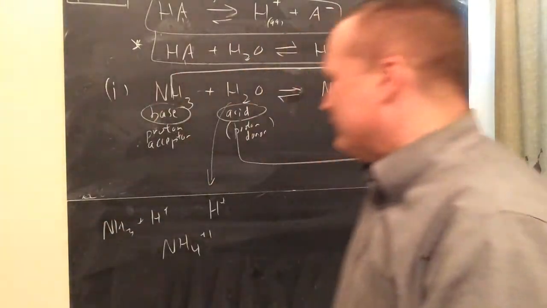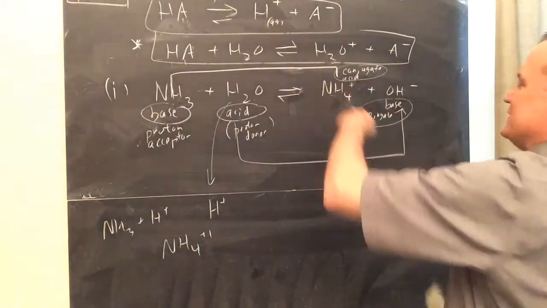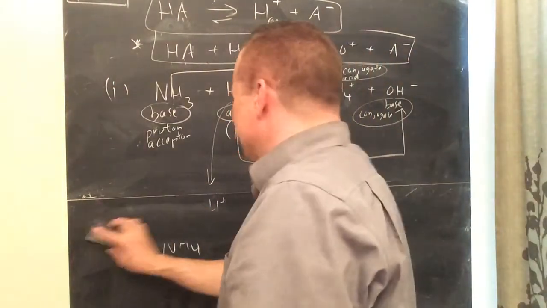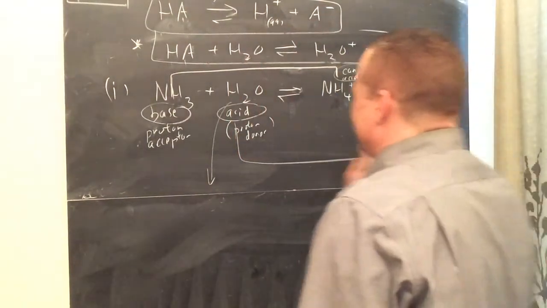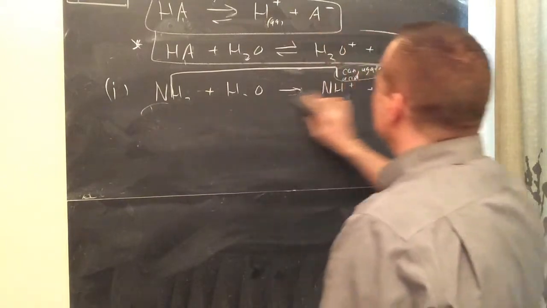It's just a vocabulary thing. So base and its alter ego. Well, the word alter ego can just be conjugate. Okay, that was number one.